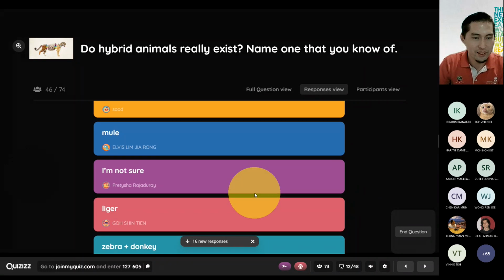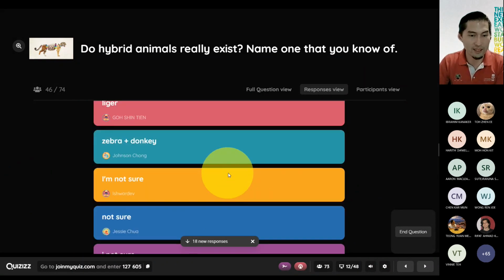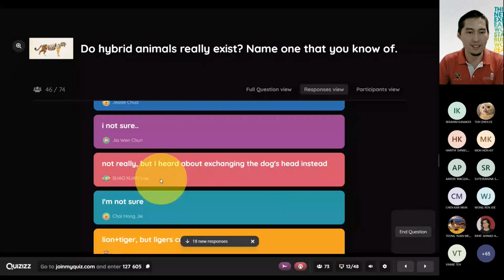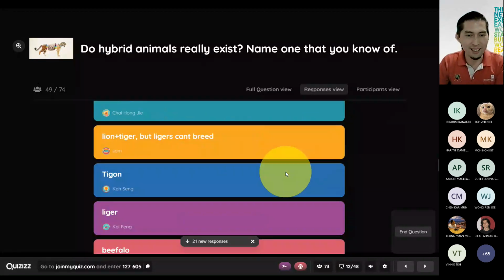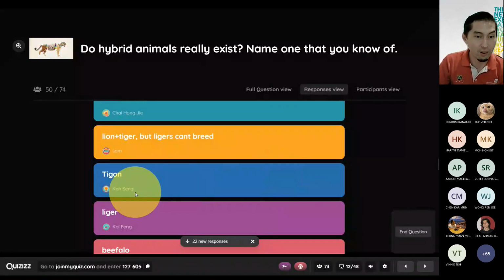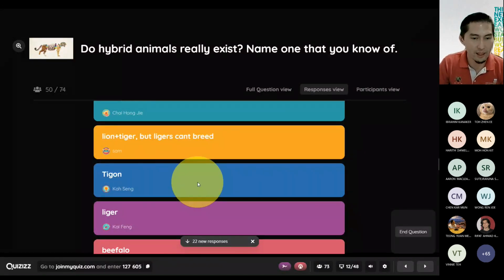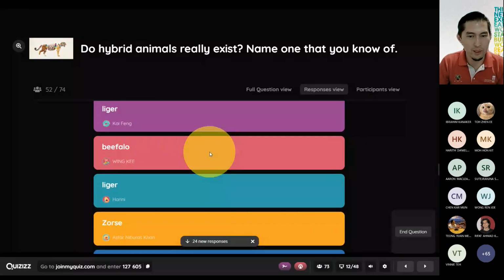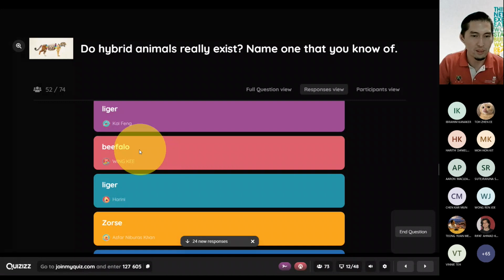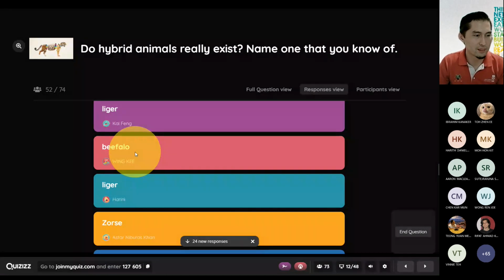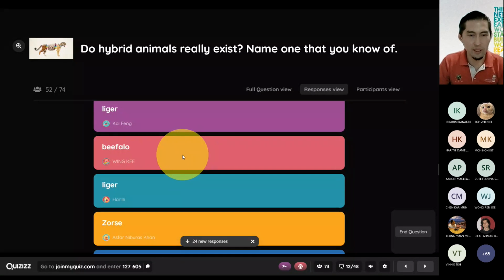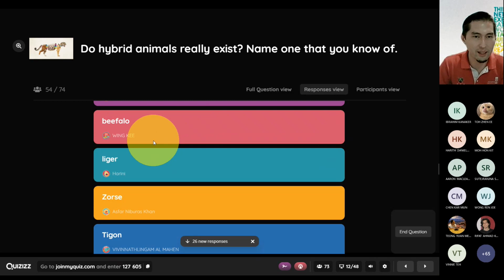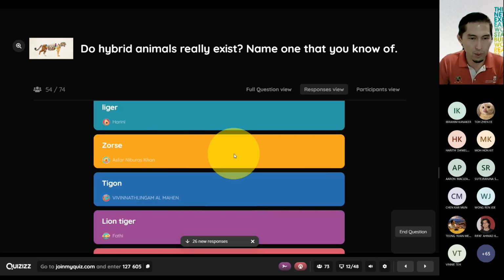Mules, like a zebra and donkey. Not really, but I heard about exchanging a dog's head instead. Oh my god, this sounds creepy. Lion, tiger, but ligers can't breed. Oh, interesting, I didn't know that. Beefalo. What is the buffalo combined with, Winky? Cow and buffalo, is it? Okay, thank you, Winky. Cow and buffalo, at least you see that they have quite similar traits, and a hybrid animal from that is a bit more possible.